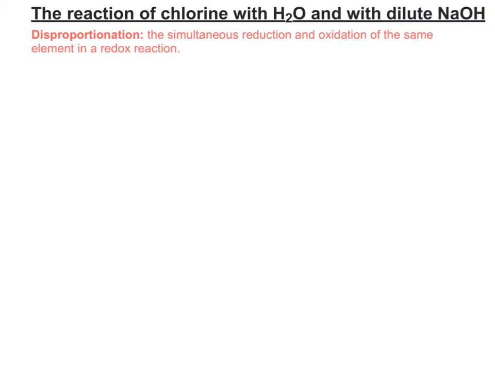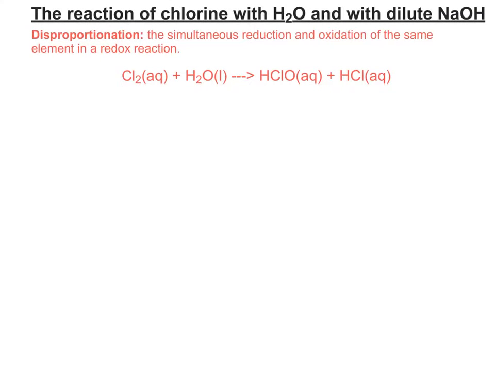Right, so before we go any further with the specifics of this reaction, it's worth introducing you to a term called disproportionation, where you get simultaneous reduction and oxidation of the same element in a redox reaction. Although at first it might sound a bit strange, what you're not doing is simultaneously reducing and oxidizing the same atom of that element. So it obviously means you've got to have two atoms of that element. And as we've mentioned before, halogens are diatomic. So let's have a look at this in action.